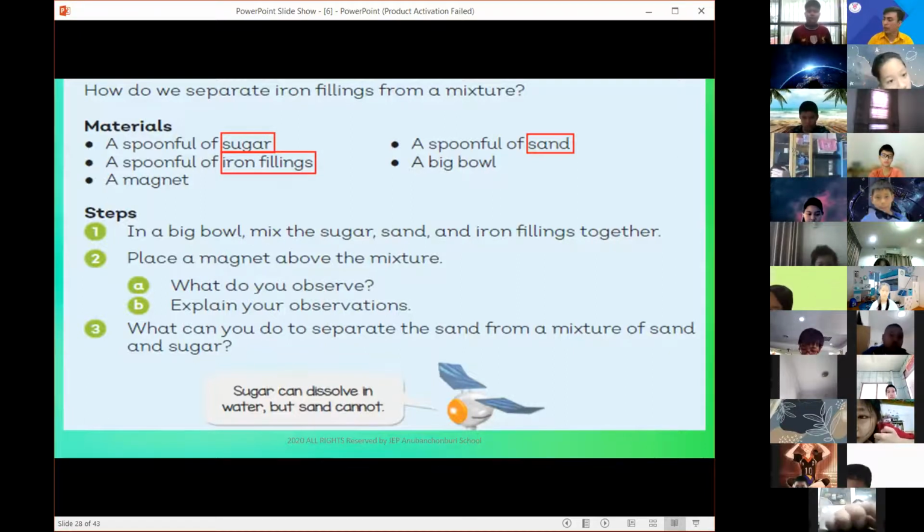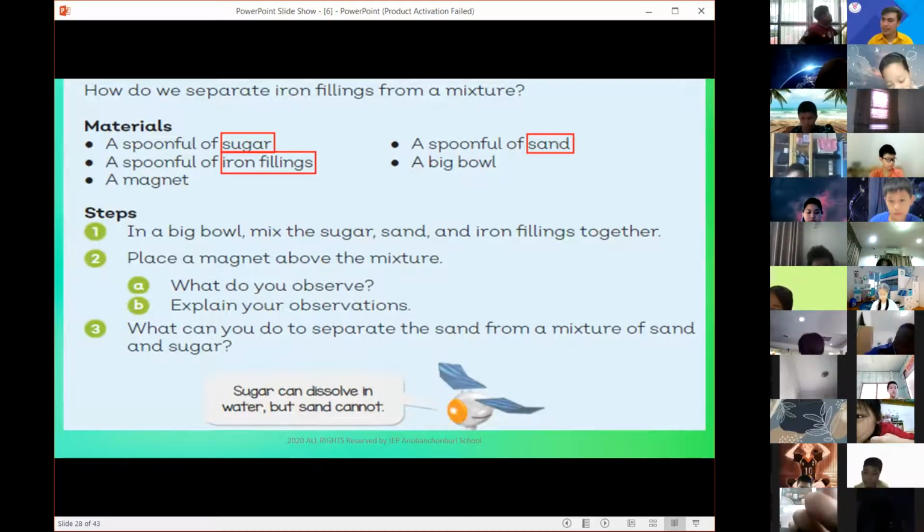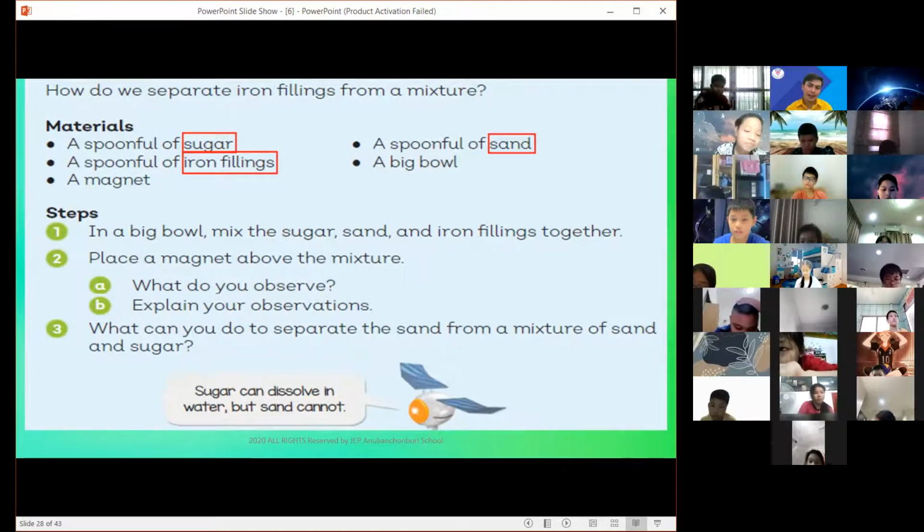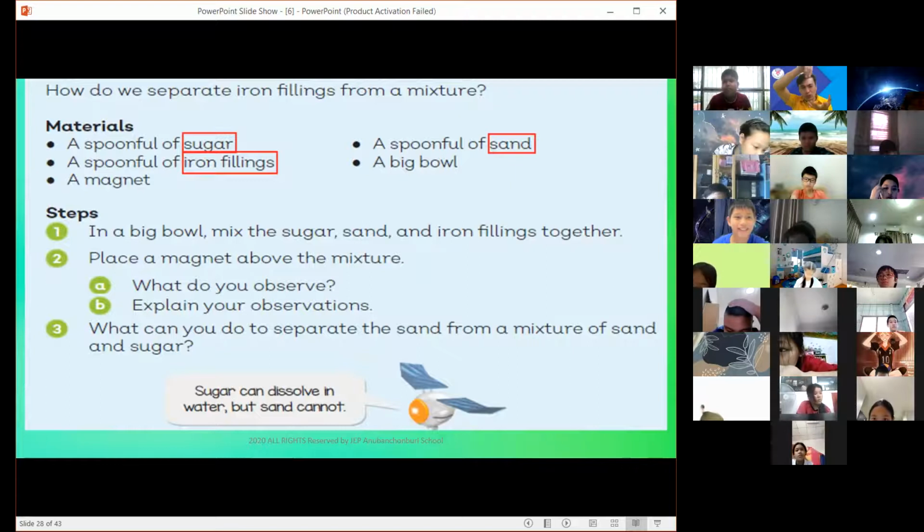I will not give you time to answer. I'll just ask somebody here. And if you get the correct answer, then all of your classmates will copy the correct answer. Let's ask anybody here. Let's ask my friend here, my friend Nataya. Nataya, if I put a magnet with a mixture of sugar, sand, and iron fillings, what will happen?